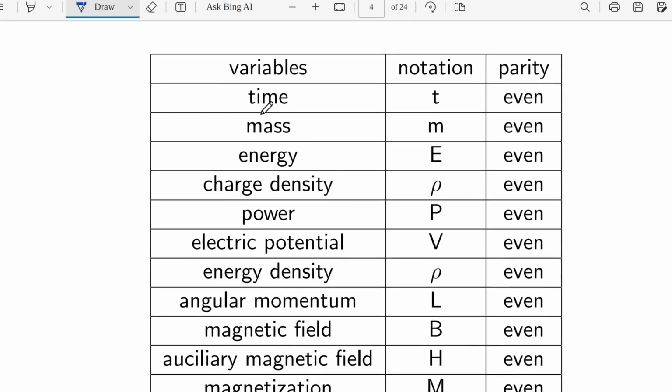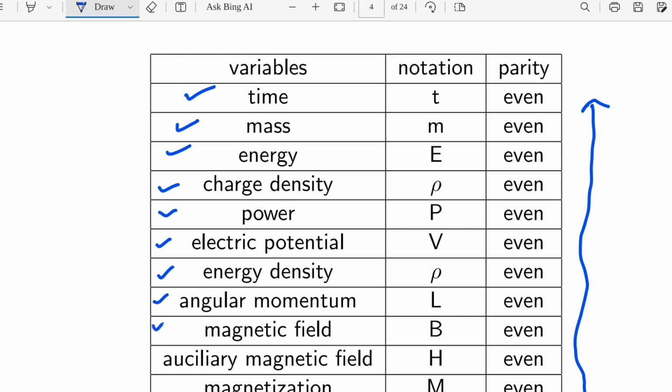So here you can see that I have just mentioned how many variables are even under parity. In the last column, all the things are even. Whatever I am writing here as variables, these are all even under parity. What are these? Time, mass, charge density, energy, power, electric potential, energy density, angular momentum, magnetic field, auxiliary magnetic field, magnetization, and then Maxwell stress tensor. So these are all basically even under parity.